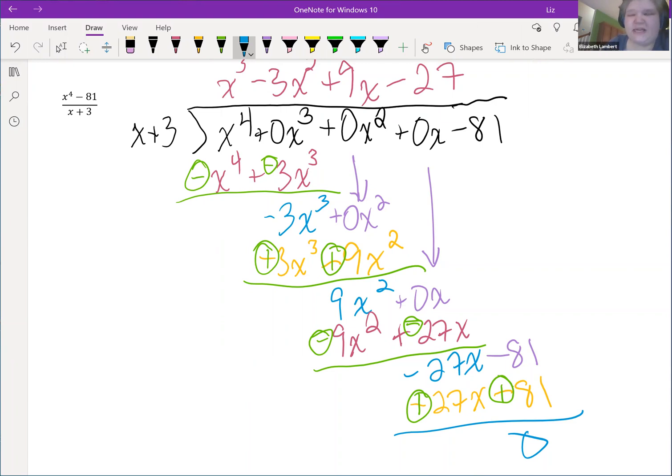X to the 4th minus 81 actually has a different way. You could actually factor it as a difference of squares. You get x squared minus 9, which factors again as a difference of squares, and one of those factors is x plus 3. And then you get x minus 3, and then you have a quadratic that has factors, but they're imaginary. You get 3i and negative 3i. So a lot of 3's here.